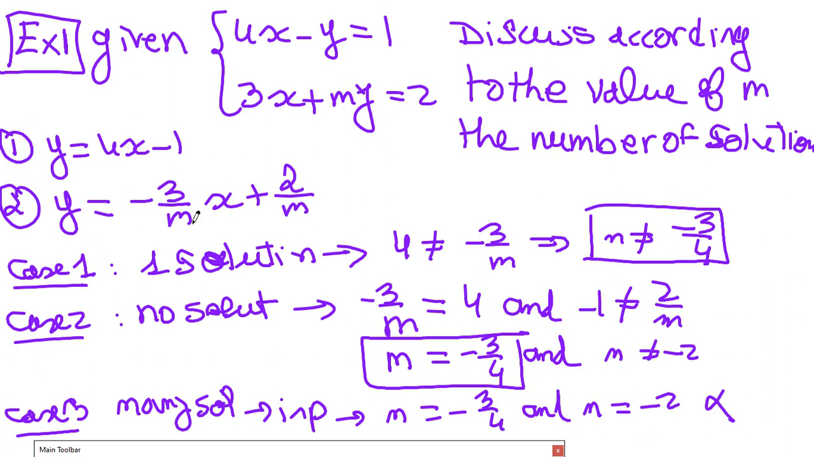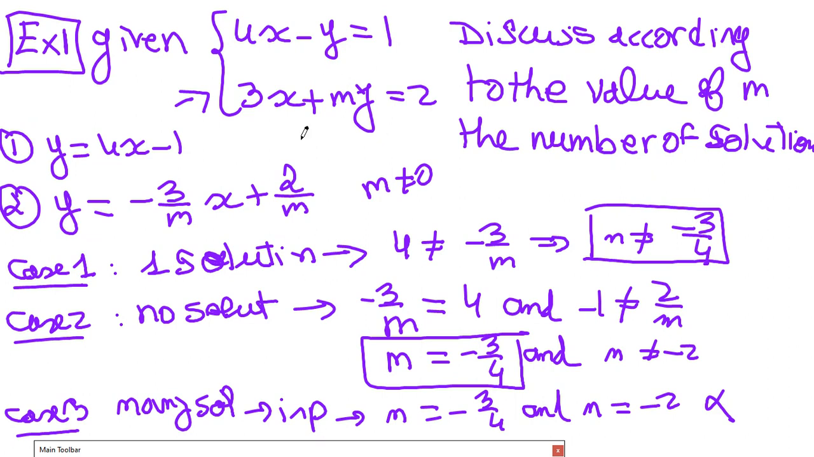You will tell me, Miss, but should I write here m not equal to 0? No, I cannot. Why? Because this is not the original given. If it was given like this, sure, you should write m not equal to 0. But the equation was given like this. So if m is 0, it works.